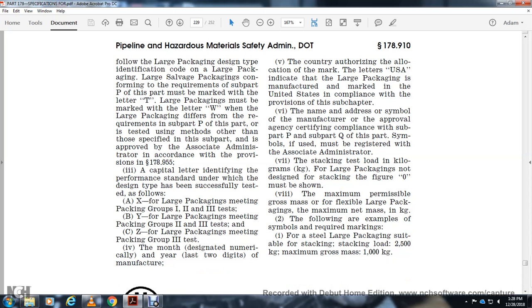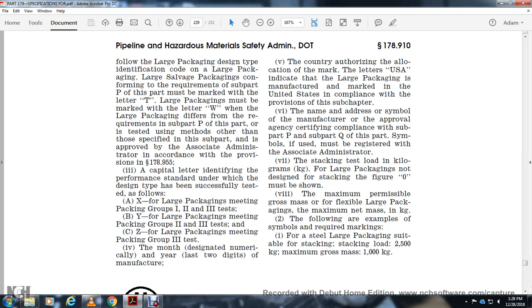The month and year of manufacture, with the last two digits of the year. The country authorizing the allocation of the mark, with the letters USA indicating the large packaging manufacturer's mark complies with United States provisions. The name and address or symbol of the manufacturer, or the approval agency certifying compliance with subpart B and subpart Q. If used, the symbol must be registered with the Associate Administrator. Stacking test load in kilograms for large packaging designs suitable for stacking, with figure zero shown.